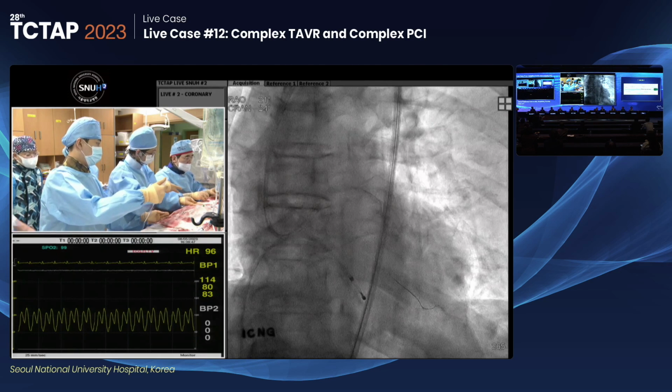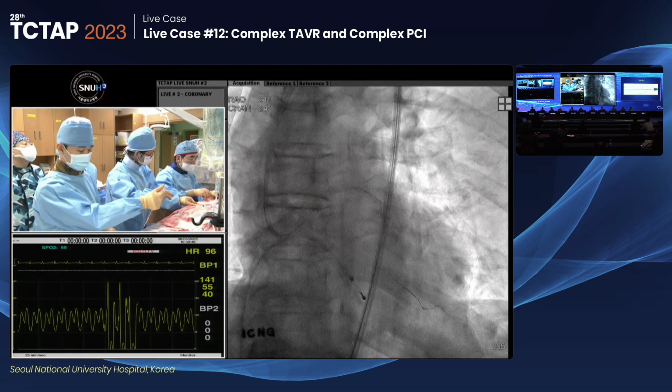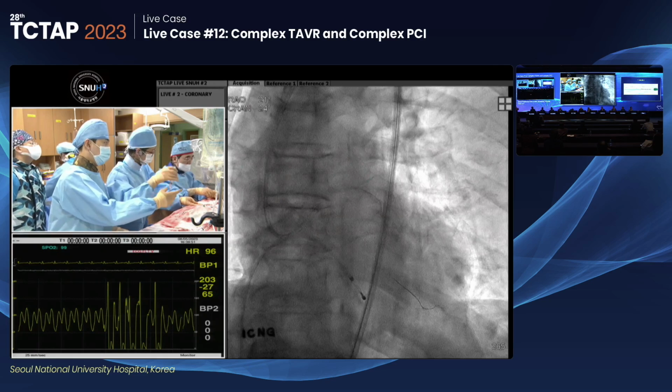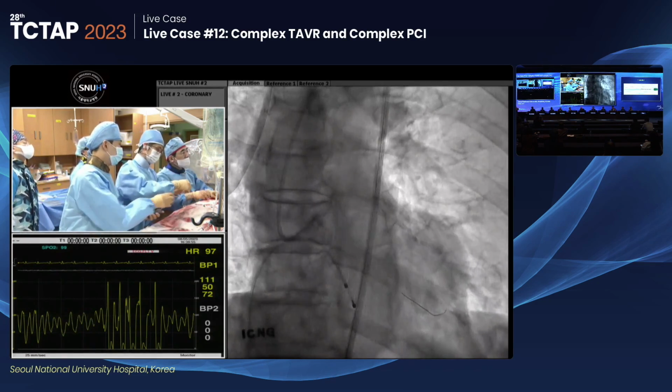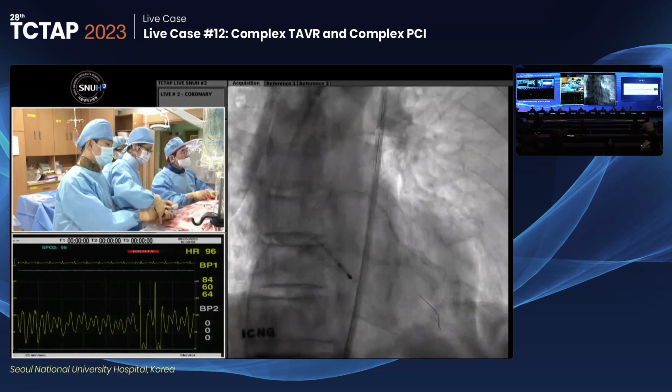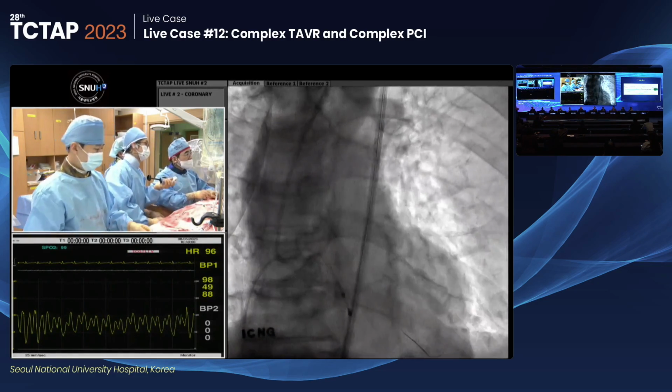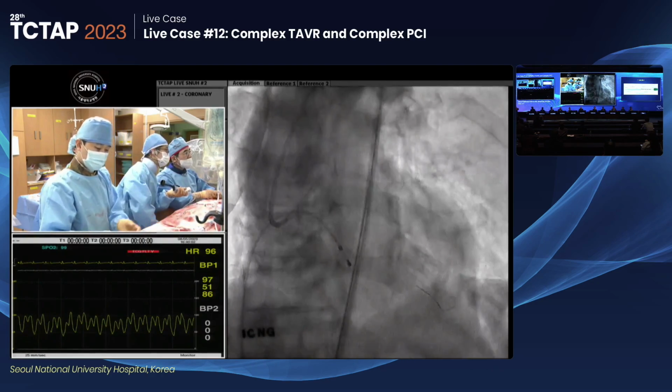But I think you have to... Blood pressure, as long as you don't have CPR, is fine. If blood pressure is stable, take your time, relax. It's going to be all right. The wire is distally. Don't lose the wire.